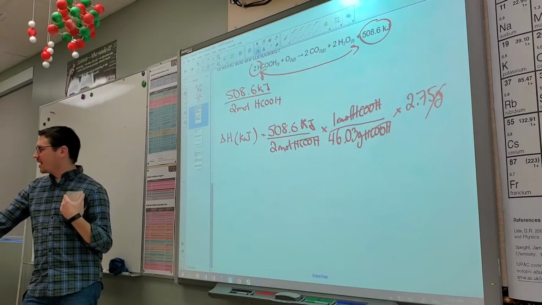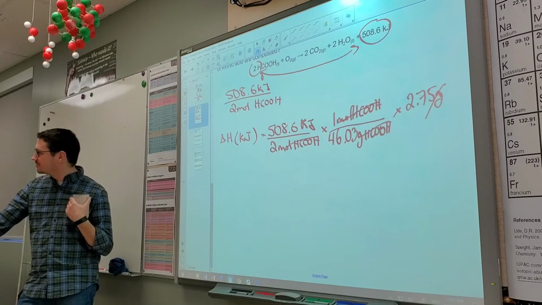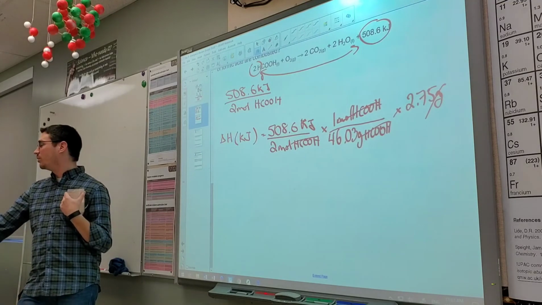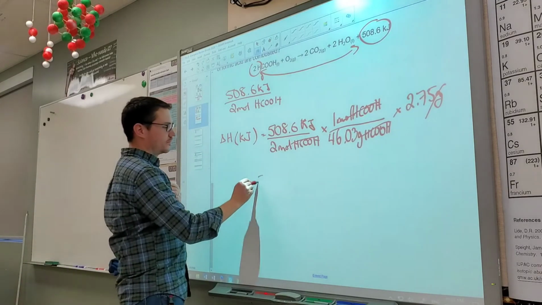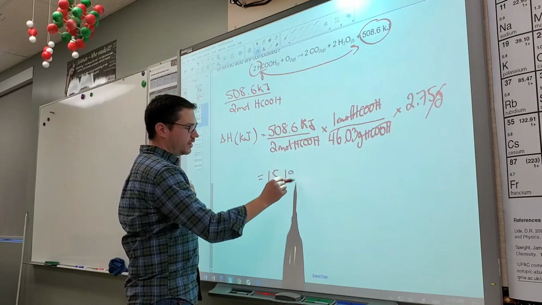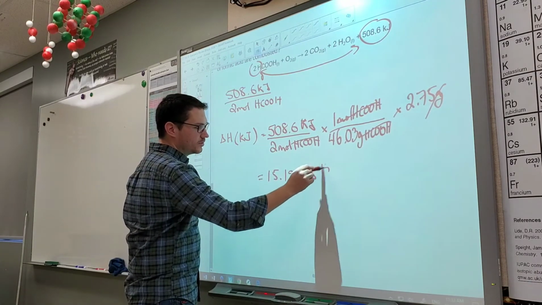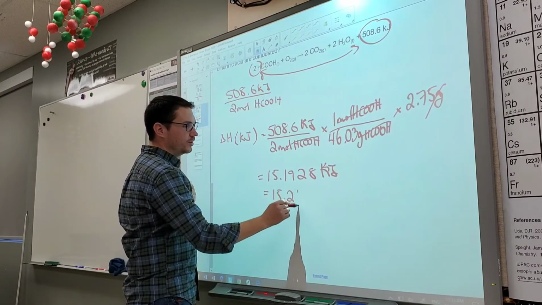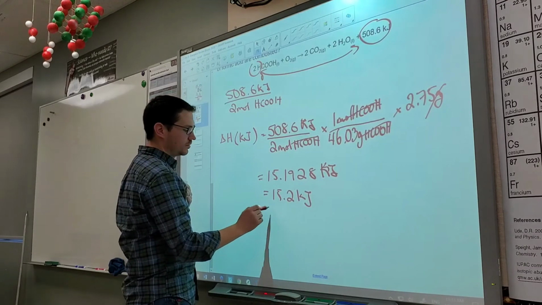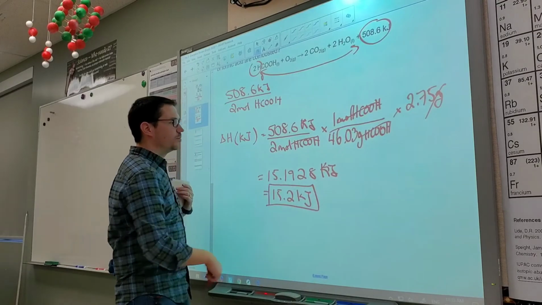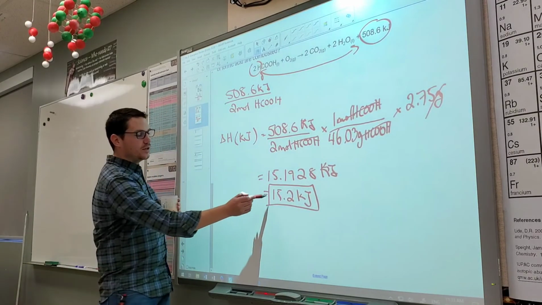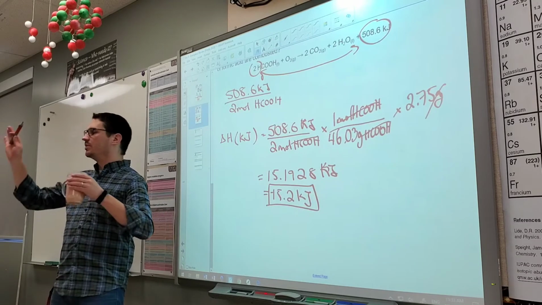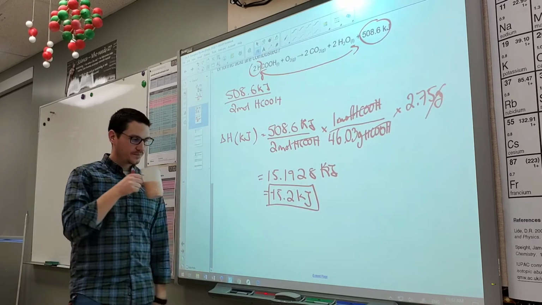I'm assuming somebody's calculating this, right? Yeah, 15.1928 kilojoules. So 15.2 kilojoules. Perfect. And it would be negative, but it doesn't really matter. They're not going to test you on that, so whatever.